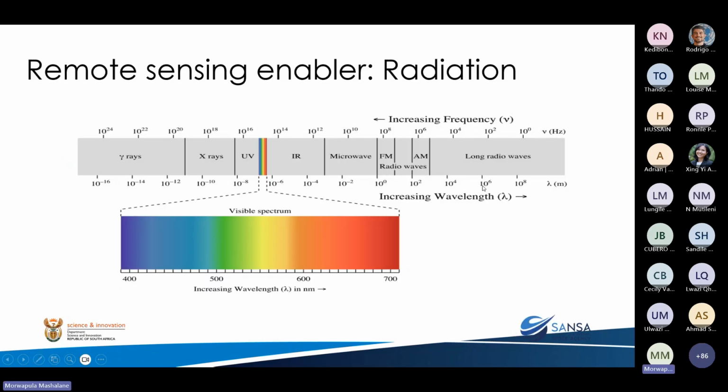So what is the major source for all those processes? Everything that is happening in remote sensing relies on electromagnetic radiation, which ranges from X-rays to long wave radiation. We as humans can only visualize the visible portion of the spectrum. All the other waves, your infrared and microwaves, are what we capture in remote sensing.